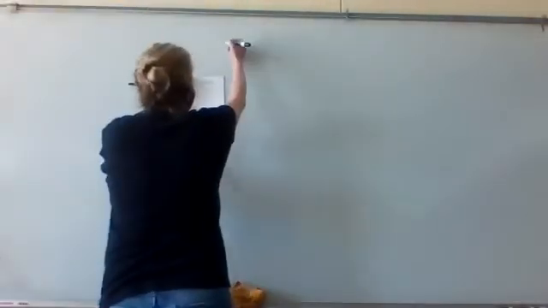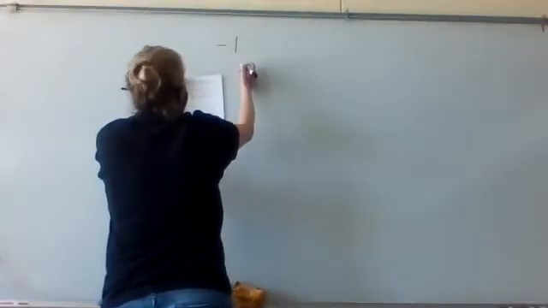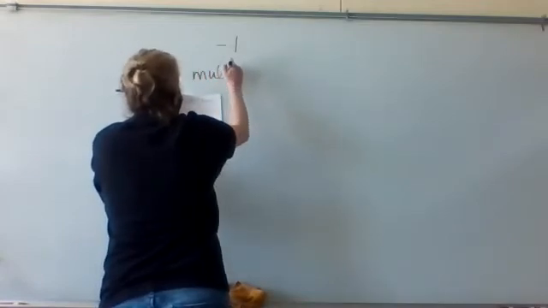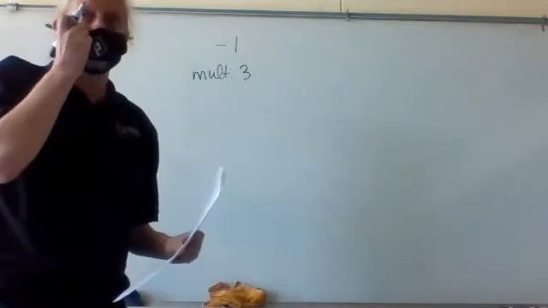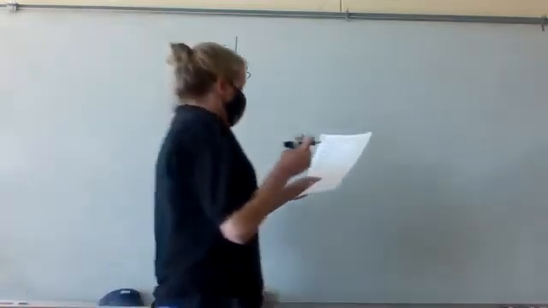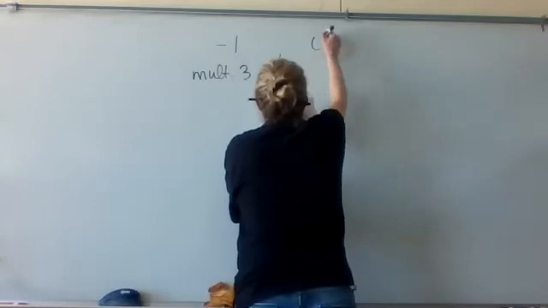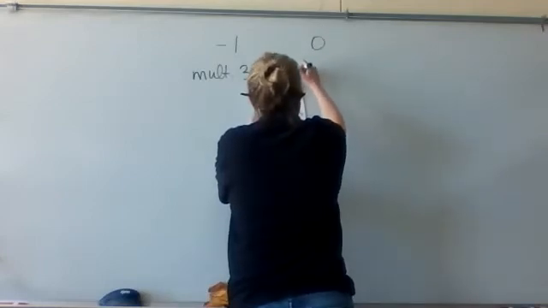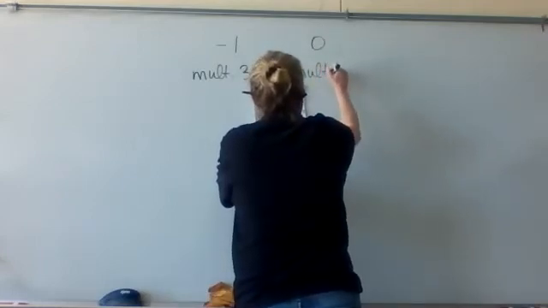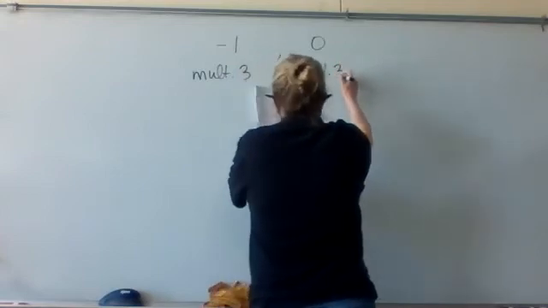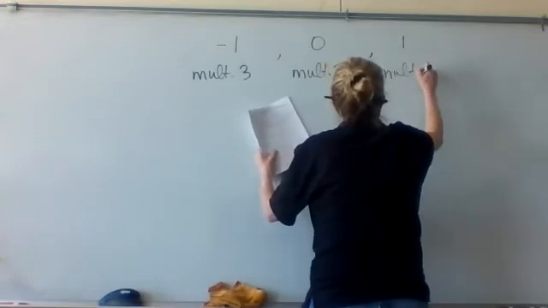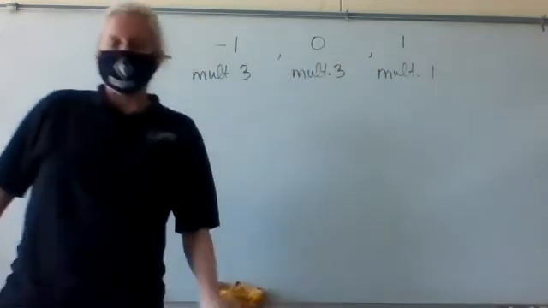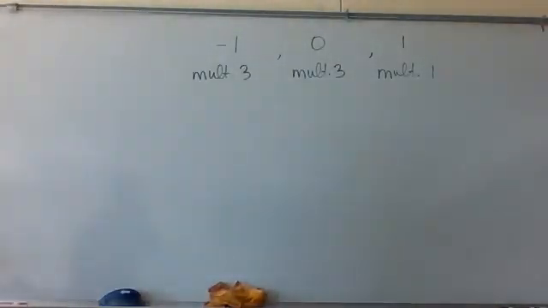Find a polynomial of degree 7 with -1 as a 0. So -1 as a 0. And then it tells me it has multiplicity 3. So that's going to mean something. 0 is a 0. And it also has multiplicity 3. And 1 as a 0 of multiplicity 1. So let's think about what that means.